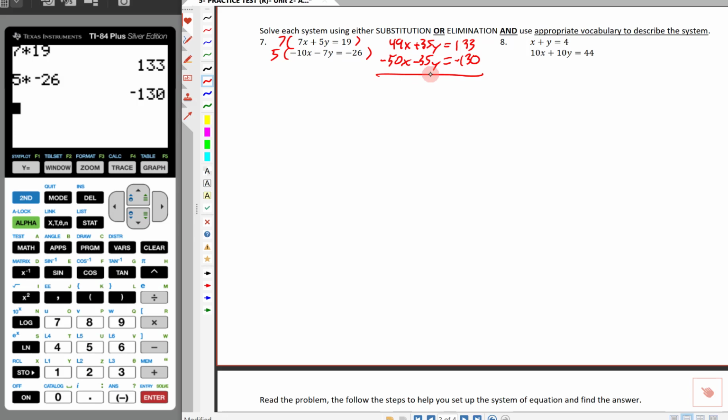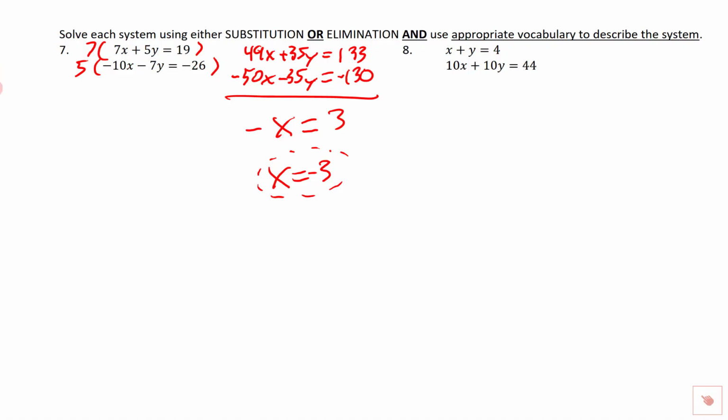Those y's go away. And let's see, 49x minus 50x, that's negative x, negative 1x. And then on the other side, we have 133 minus 130, so that's going to be a 3. So we've got negative x equals 3, which means x equals negative 3. Make sure we keep track of that negative right there. And then we're going to take this and we're going to plug it in. Now I'm going to make this bigger and see how this works out. So we'll take this and we'll plug it in.